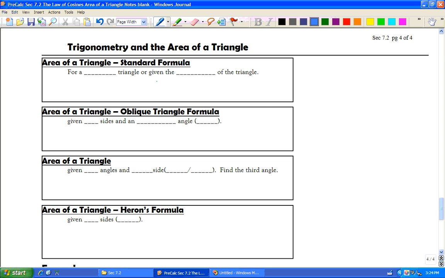Okay, last section in 7.2, we're going to be looking at different area formulas for a triangle. And the first one we are most familiar with is the standard formula. So for a right triangle, or for a triangle where we are given the height, the area formula is A is equal to 1/2 base times height. And you'll notice I'm writing area a little differently, since we've been using capital letters to represent angles and sides. I don't want you to get the capital A confused with area, so I'm writing that just a little bit differently.